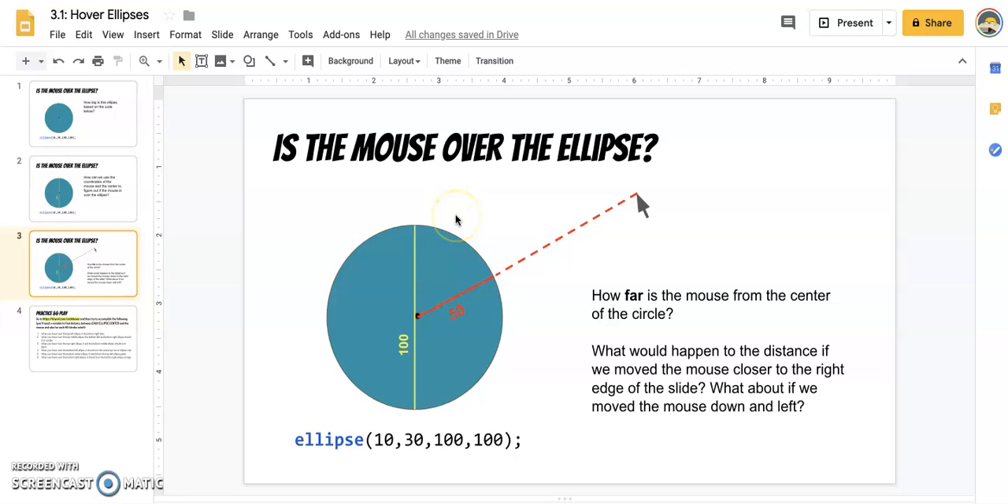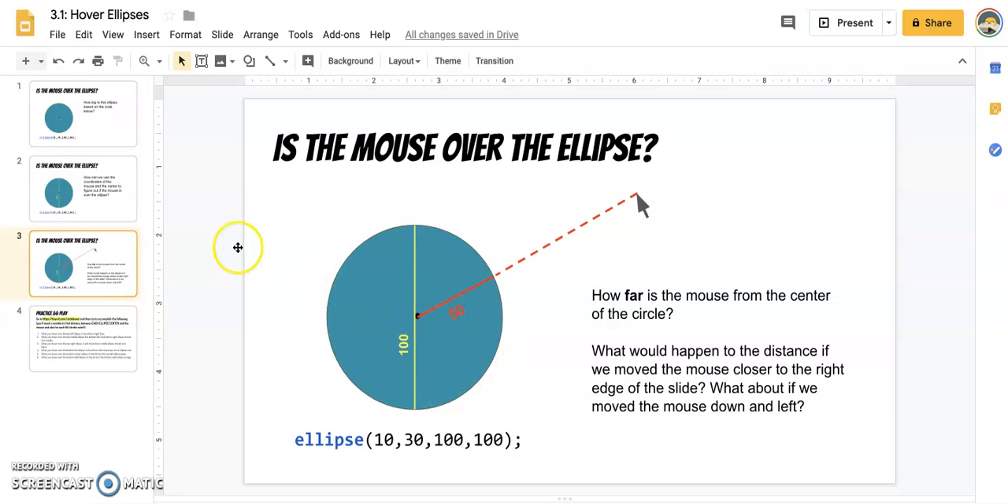If my mouse is over here, it's 60 away from the center, or 70, but that's more than 50, so it's not on the circle. If my mouse is over here, it's probably about 40 away from the center, so it's definitely inside the circle. So what I'm saying is that when my mouse is 50 units or less away from the center of the circle, then it's inside the circle. If my mouse is over here, then it's more than 50 units away. Less than 50 units, more than 50 units. That's all you've got to know.